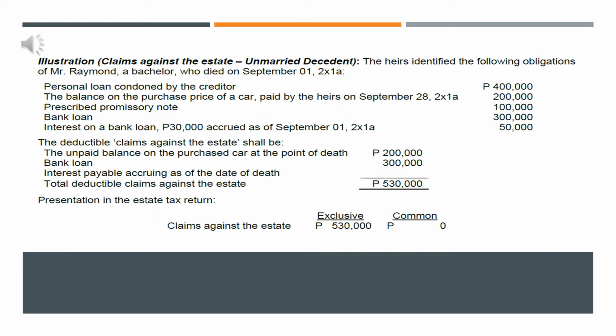Here, an illustration, okay, claims against the estate. Let's assume na unmarried yung decedent dito. So the heirs identify the following obligations of Mr. Raymond, a bachelor who died on September 1. So we have personal loan condoned by the creditor, 400,000. So this particular, alam na natin na dapat hindi kinondone yung claims, kasi kapag kinondone, hindi siya makikibilang doon sa deductions. Next, the balance of the purchase price of the car, okay, included ito, paid by the heirs on September 28.